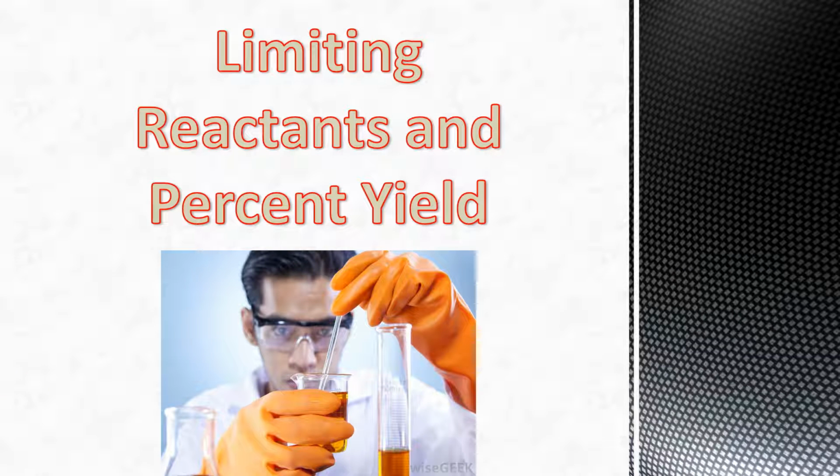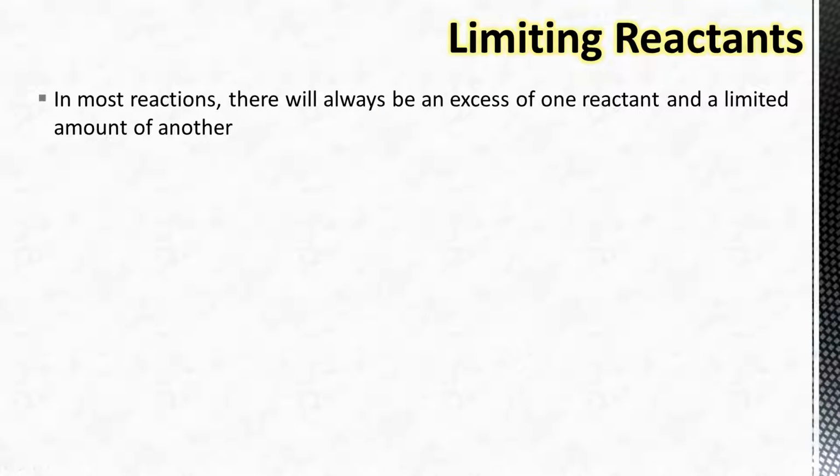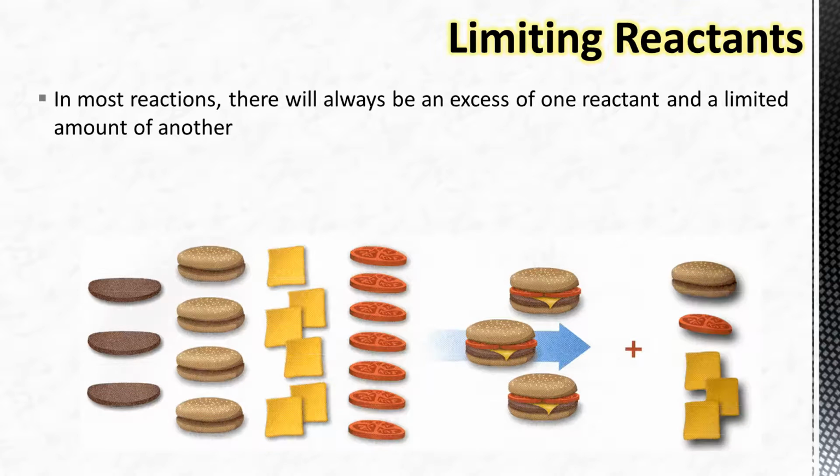Hello, students of science. Let's talk about limiting reactants and percent yield. In most reactions, you're going to have an excess of one reactant and a limited amount of the other. It's pretty much impossible to make sure that they are both used up evenly. It's not going to happen.